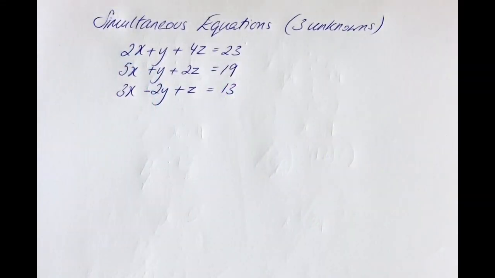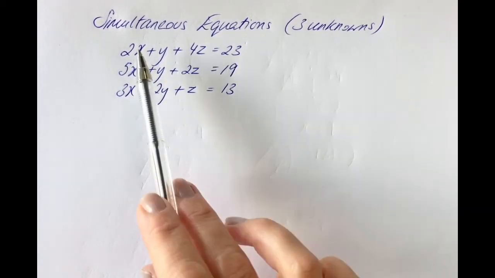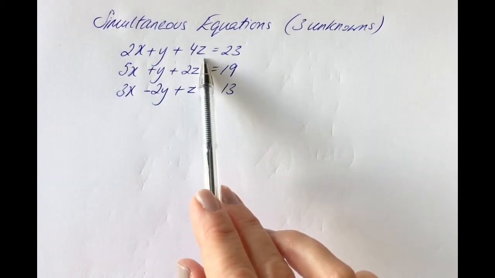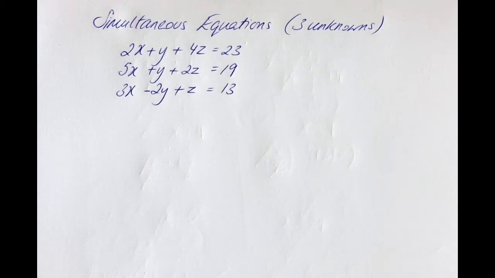Okay, so in this video we're going to look at simultaneous equations when you have three equations and three unknowns. So you can see here we have three equations and we don't know x, y or z. So what we're going to do is our normal elimination method for simultaneous equations, taking the equations two at a time and eliminating one of the variables.